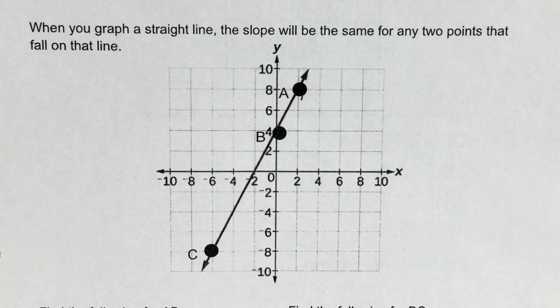All right, we have already learned that when you graph a straight line, the slope is the same all the way across the line. Because what is slope? Slope is the steepness. It's not the length. It's not the distance. It's the steepness.